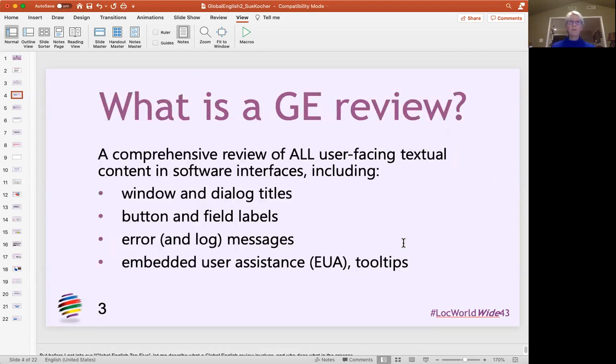So what's a global English review? Basically, I look at all of the user-facing text that appears in a software product, including titles for windows and dialog boxes and such, labels for fields, buttons, and all of that, and all kinds of messages, error messages, informational messages, and also log messages. I think they should be clear also. And occasionally I look at embedded user assistance, but the writers do most of that along with the tooltips.